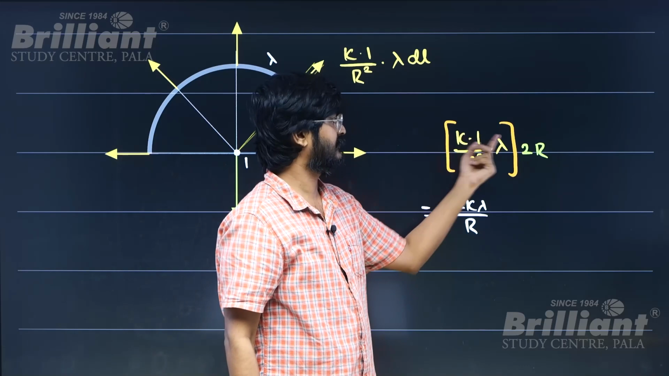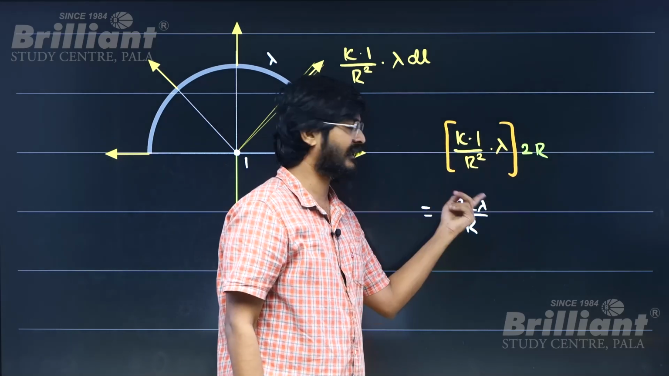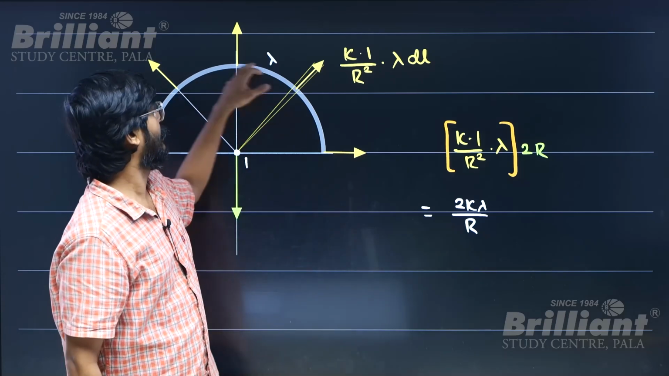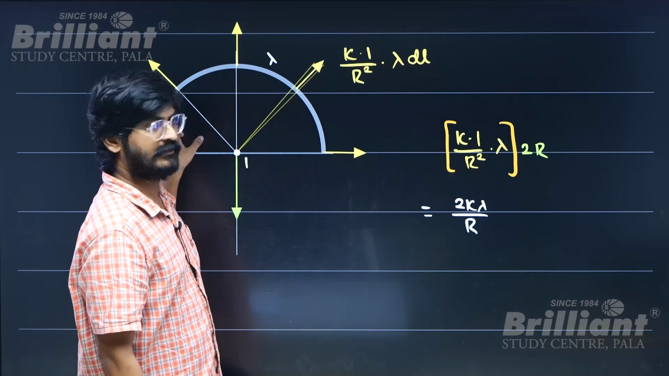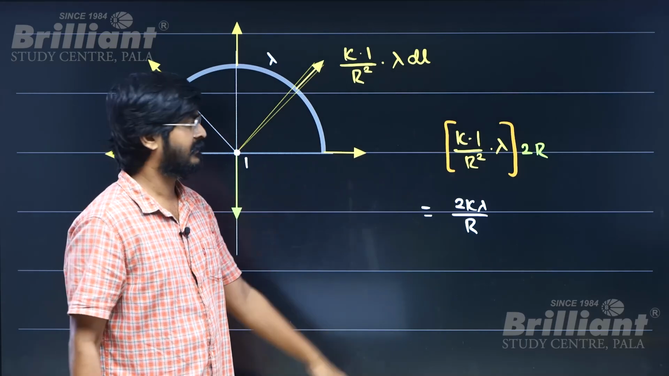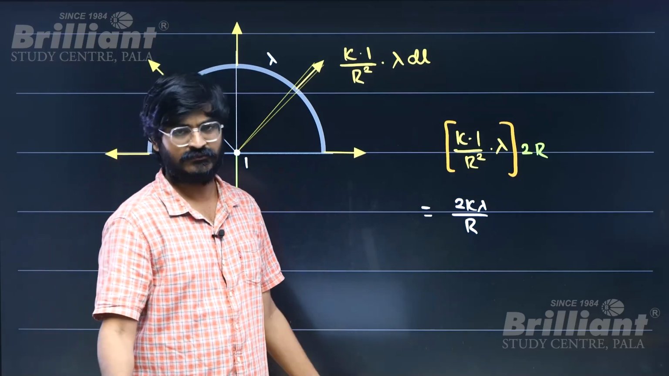K value, yeah, you can see R and R will go, 2K lambda by R. Field due to half ring will be 2K lambda by R, which is exactly the same as the field due to an infinite line charge. We will see why it is.